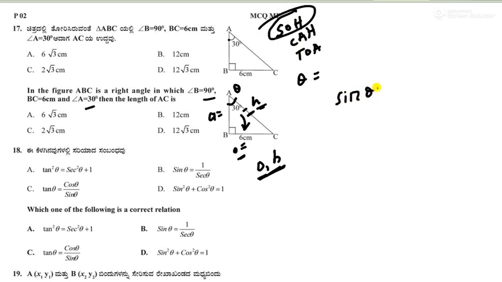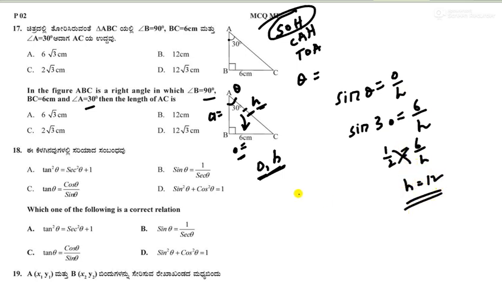Sine theta is equal to O by H. So sine 30 is equal to O is 6, H is unknown. What is sine 30? It is 1 by 2, correct? So 6 by H. Now cross multiply. So H is equal to 6 times 2, which is 12. So what is AC? AC is 12 centimeter. Got it? So that is the answer for question number 17.